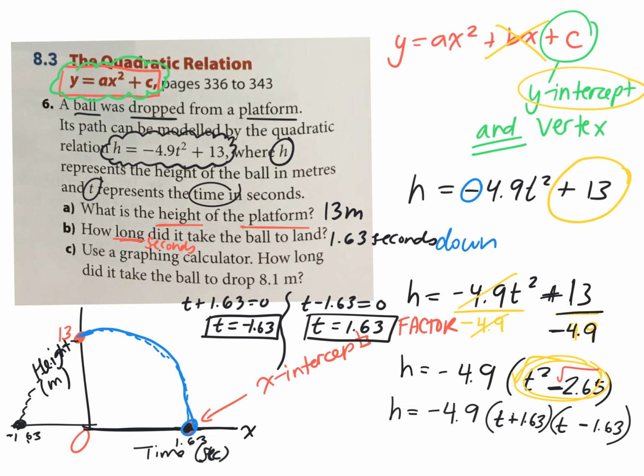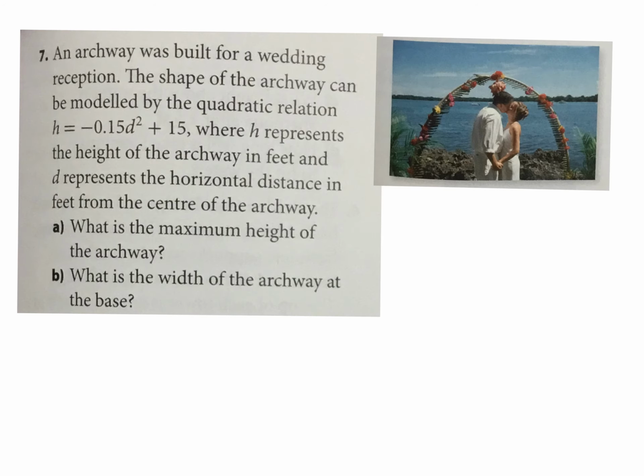Okay, does that make sense? Okay, so similar question. An archway was built for a wedding, so obviously we know it's in the shape of a parabola, right? The shape of the archway is modeled by this equation, which is in the form y equals ax squared plus c. When it's in that form, what does c tell you? The y-intercept and the vertex.